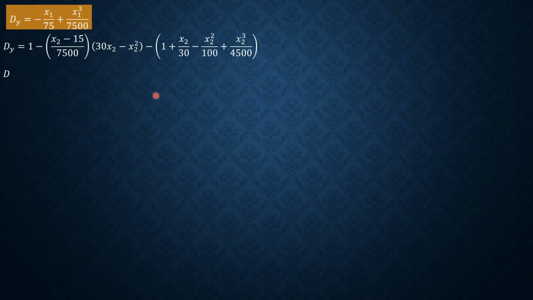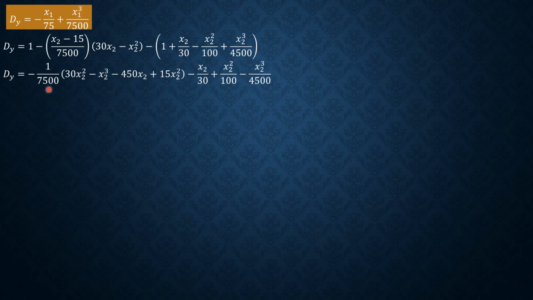Simplifying, combining like terms, dy equals negative 1 over 7,500 quantity 30x2 square, this one, we cancel negative 1 and negative 1. Then we expand this portion, expand also this portion, or simplify this portion. Then combining like terms, simplifying, dy in terms of x2 is negative x2 cube over 11,250 plus x2 square over 250 plus 2x2 over 75.